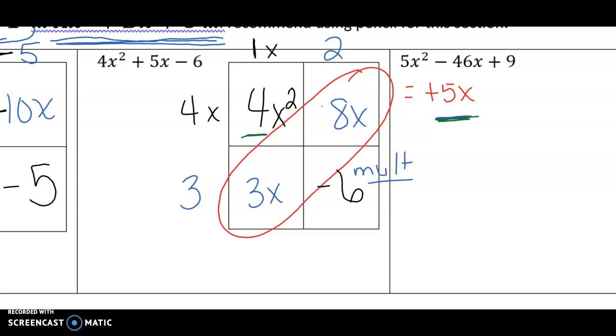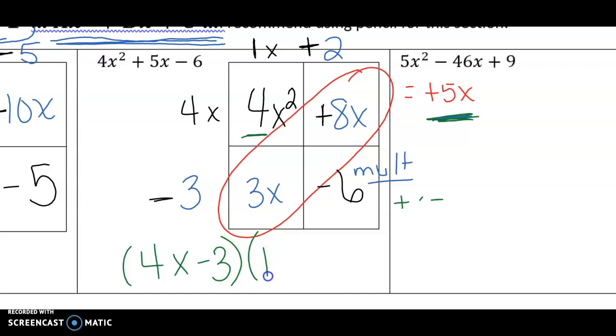Notice that we have a negative 6, so that means I need a positive times a negative to get a negative in that multiplication box. And my 5 is positive. So when I add it, my bigger number has to be positive because my final result is positive. So that means that my bigger number, 8, is positive. Therefore, my 2 is positive. And then my 3 has to be negative. So my answer is 4x minus 3, and then x plus 2.